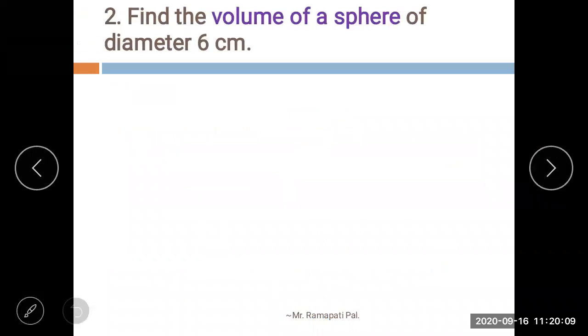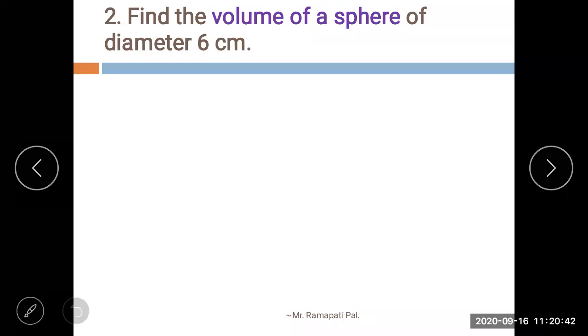Find the volume of a sphere of diameter 6 centimeter. So can you tell me what is the volume of a sphere? Volume of sphere is 4 upon 3 pi r cube. Correct. So a diameter is given. What will be the radius?